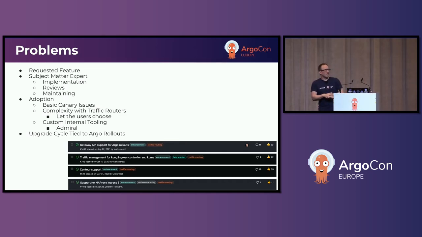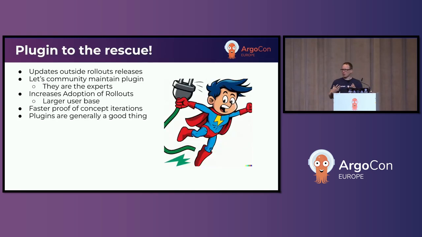The other thing is, there are companies that have custom internal tooling, right? A traffic router that doesn't exist in the open source. At Intuit, we use a fork of Admiral to do multi-region traffic routing and things like that. So to more fully support larger corporations that have internal tooling around traffic routing is another problem that having a fixed set of traffic routers creates. And then upgrade cycles: a particular traffic router will have a bug or something in it, and it can't really get fixed until Argo Rollouts makes a release. So those are all issues that I noticed come up within the project.